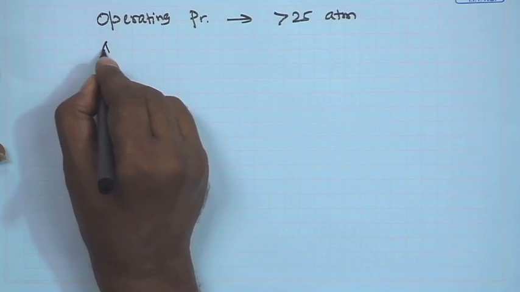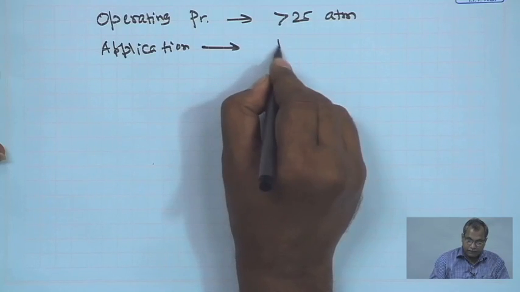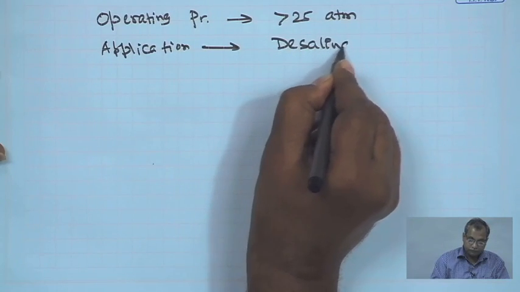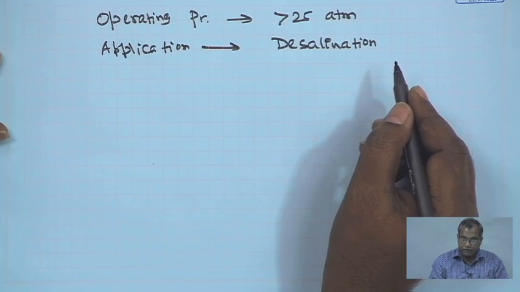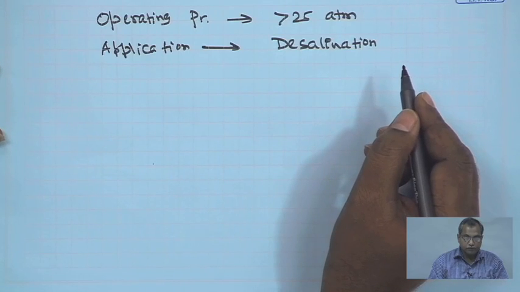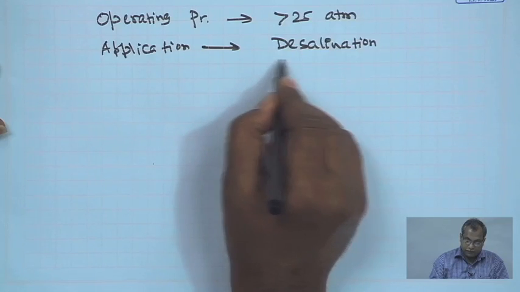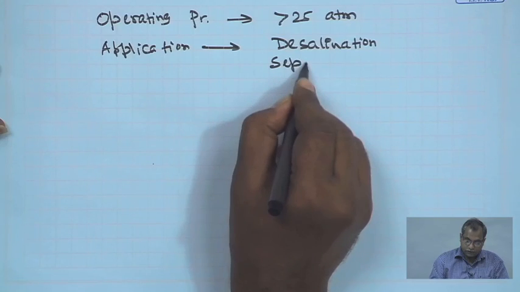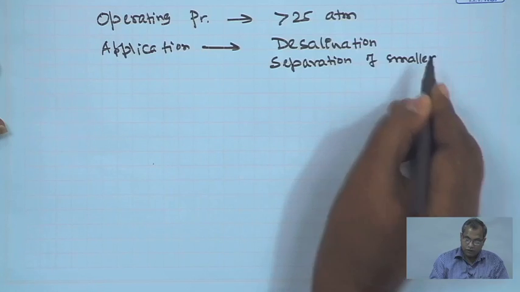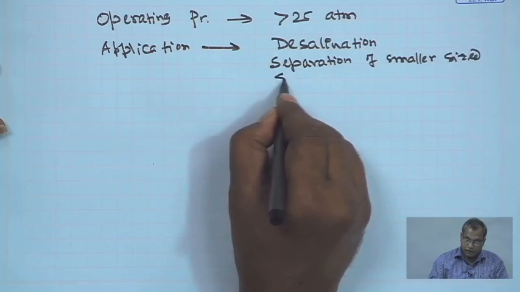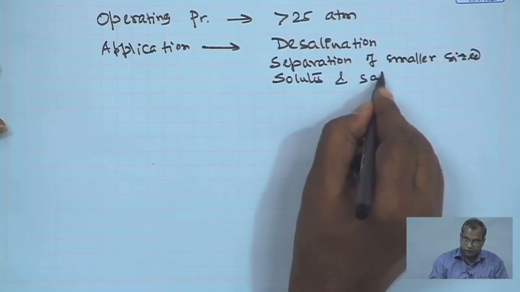So, what are the various applications of reverse osmosis? First application, as I told, is for the desalination purpose, and it has been used quite widely in the Middle East, in other countries as well, to produce potable water from saline water. Then other purposes, for example, separation of smaller sized solutes and salts from any process streams.